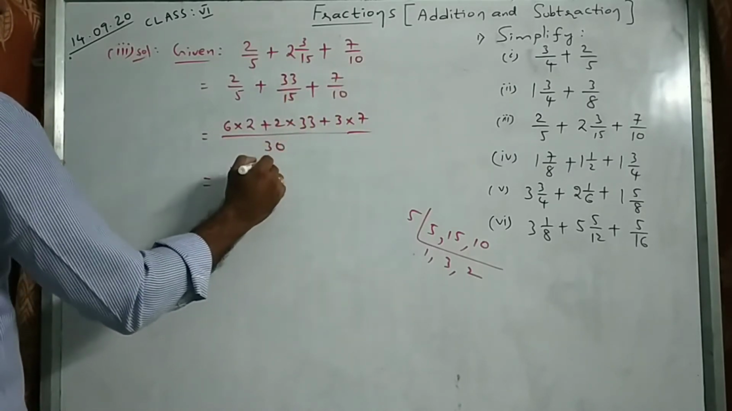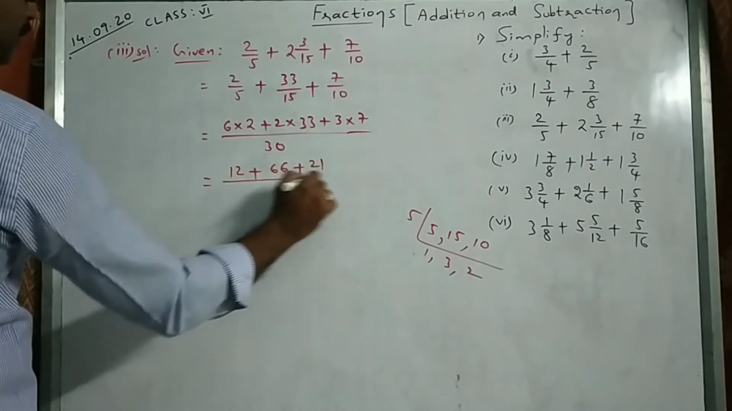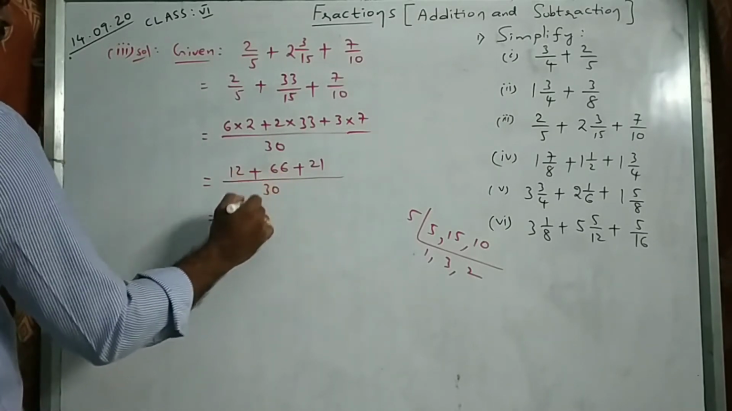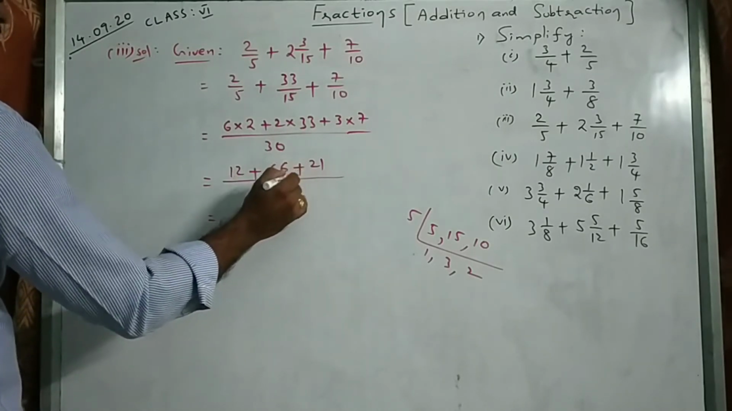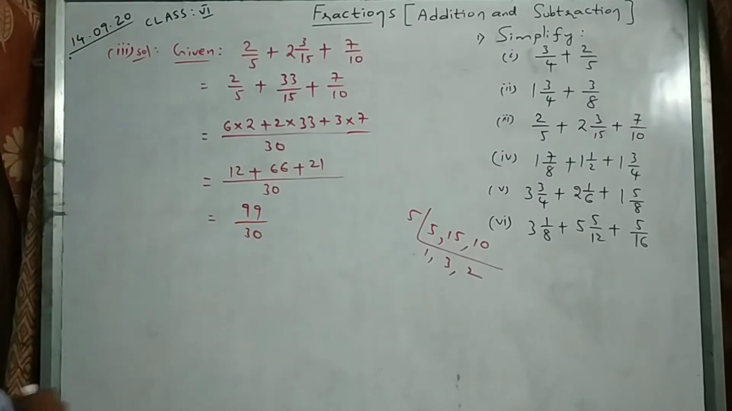So 12, 66, 21. So what will you get now? 9. Is that clear?